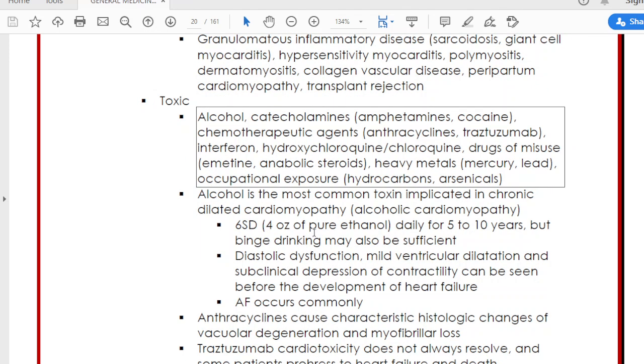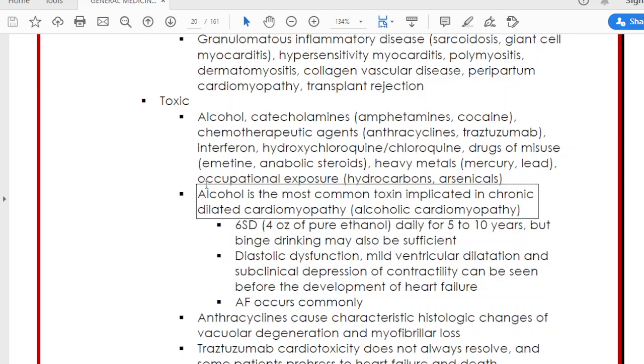Alcohol, catecholamines, amphetamines, cocaine, chemotherapeutic agents, anthracyclines, trastuzumab, interferon, hydroxychloroquine/chloroquine, drugs of misuse, emetine, anabolic steroids, heavy metals, mercury, lead, occupational exposure, hydrocarbons, arsenicals.